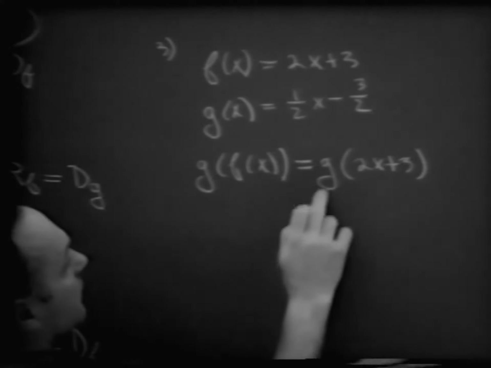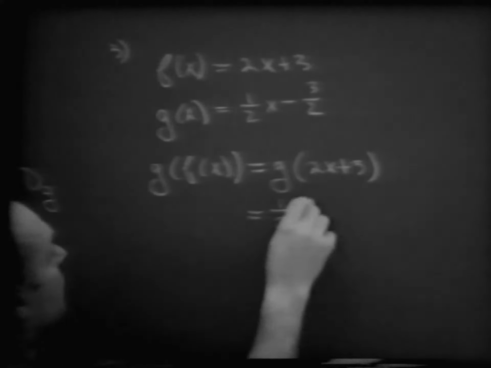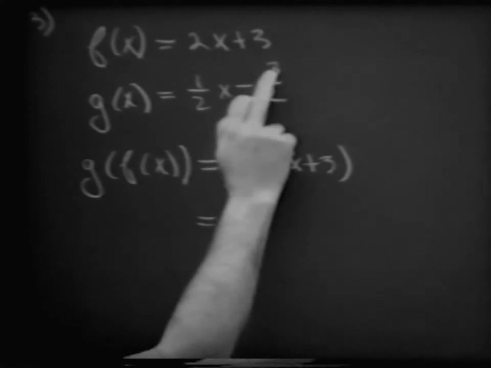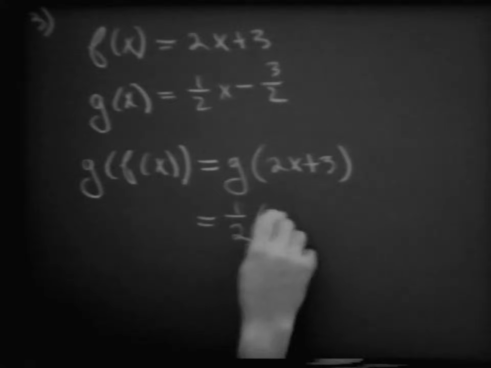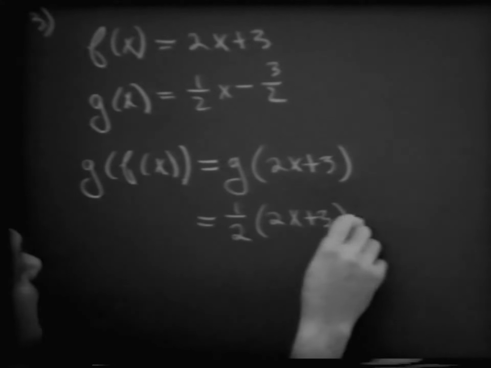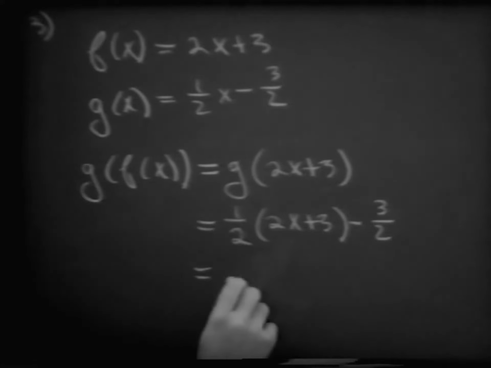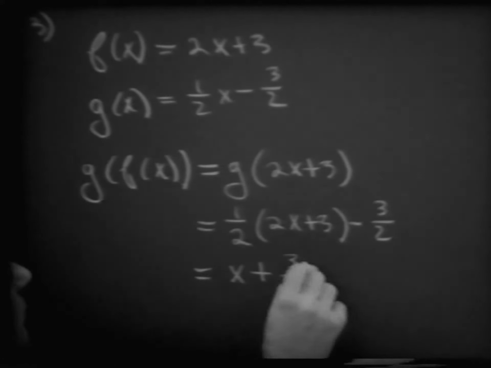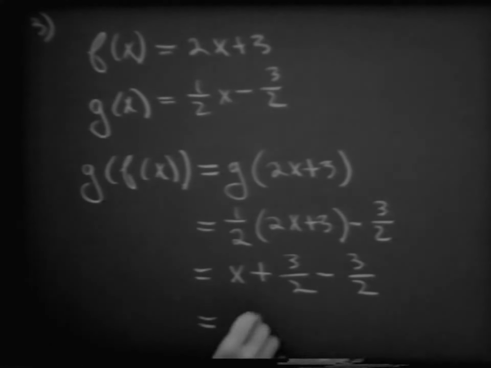And now when we look at g of 2x plus 3, we have 1/2 of, think of g of star is equal to 1/2 star minus 3/2, where star happens to be what number? 2x plus 3 minus 3/2. And now what then is this equal to? 1/2 of 2x is x plus 3/2 minus 3/2, and of course this then is equal to x.